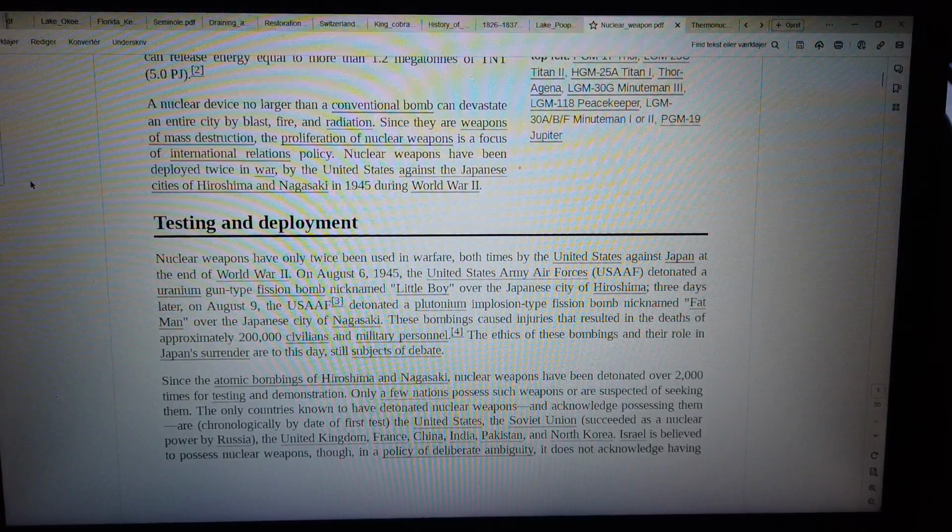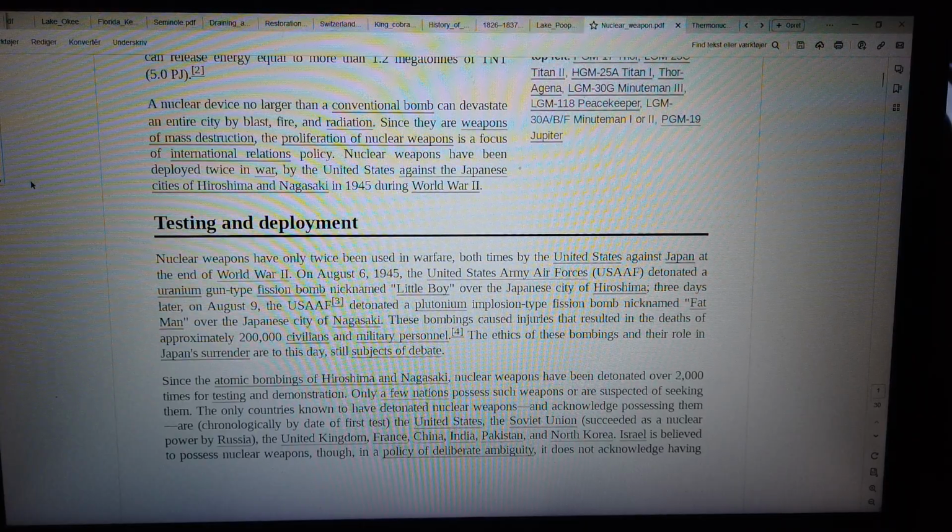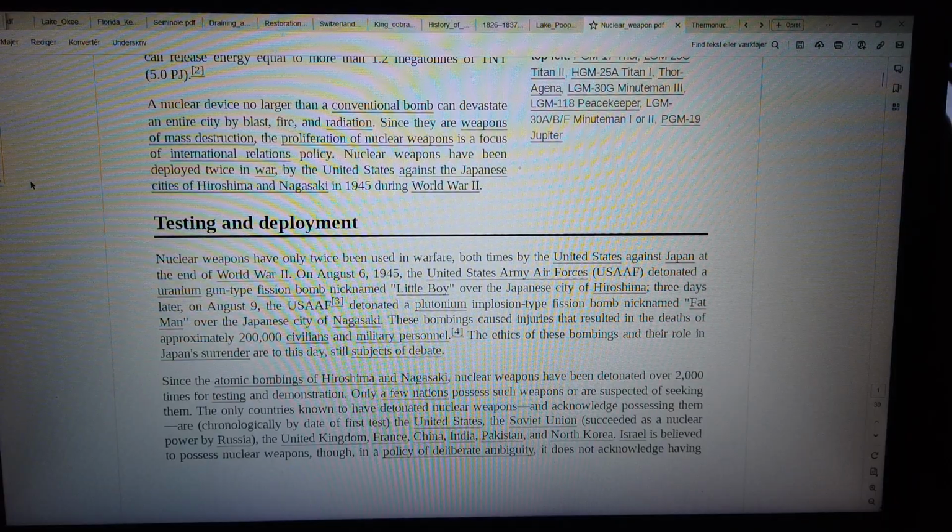Since they are weapons of mass destruction, the proliferation of nuclear weapons is a focus of international relations policy. Nuclear weapons have been deployed twice in war, by the United States against the Japanese cities of Hiroshima and Nagasaki in 1945 during World War II. Testing and deployment. Nuclear weapons have only twice been used in warfare, both times by the United States against Japan at the end of World War II.